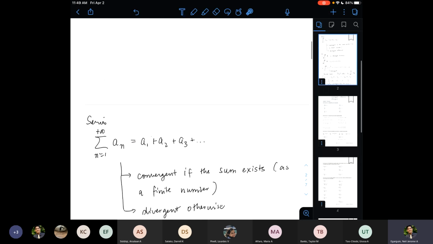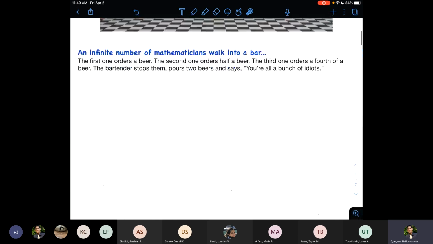Or maybe I'll go to my introductory example here. If we write it as an infinite series, the first mathematician orders a beer. So that's A1. And then the second mathematician orders half a beer. The third mathematician orders a fourth of a beer. And then I know we can guess that the fourth would be 1/3.